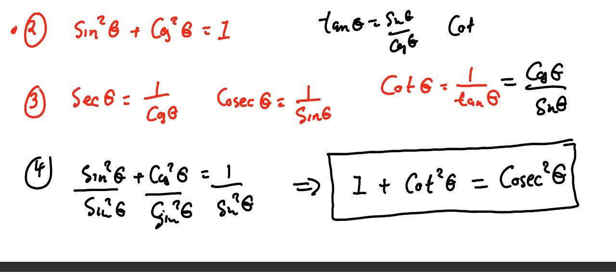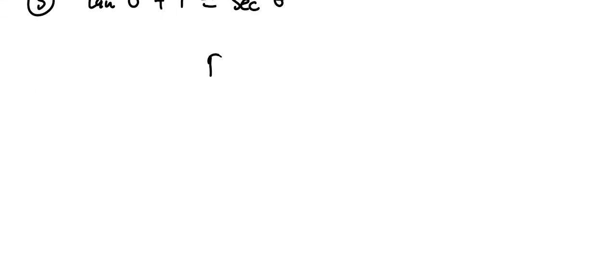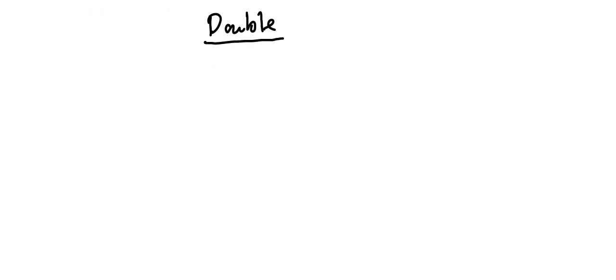We can also divide throughout by cos squared and create another identity. So I'll just write it up. The other identity you can have is tan squared plus 1 is going to be sec squared theta. Then apart from this, I'm going to write what we call double angles. These are very important, and I need you to master these by heart because these are always going to be needed.